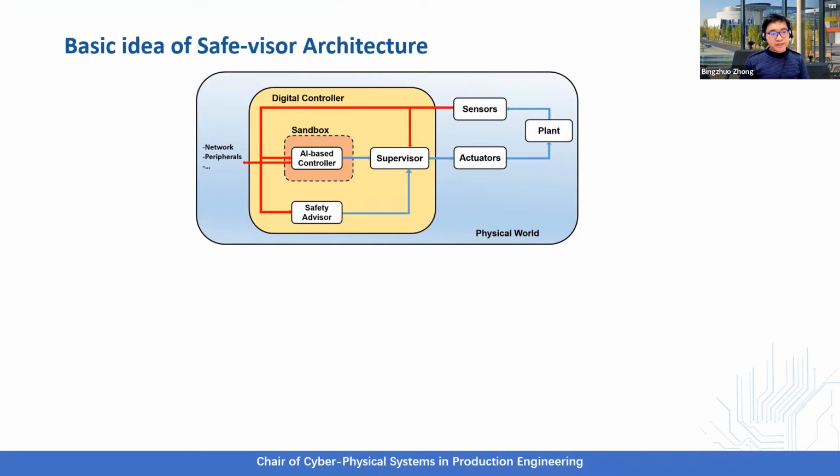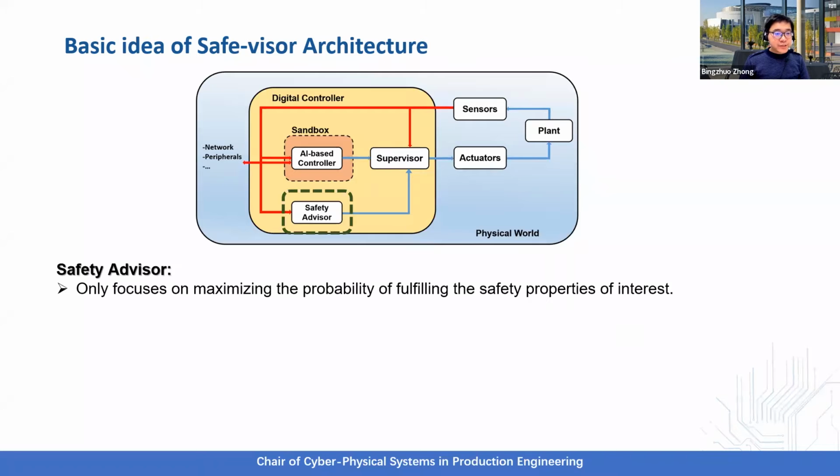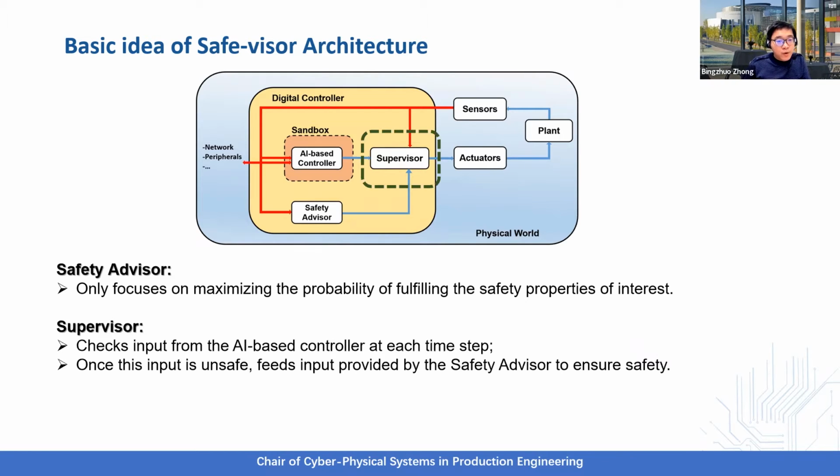Here's the overview of the Safe-visor architecture, which contains two main components. The first one is the so-called safety advisor. The safety advisor only focuses on maximizing the probability of fulfilling the safety properties of interest. The second one is the so-called supervisor. At runtime, the supervisor checks the input provided by the AI-based controller at each time step. Then, once the input from the AI-based controller is unsafe, the supervisor will feed the input provided by the safety advisor to ensure safety.